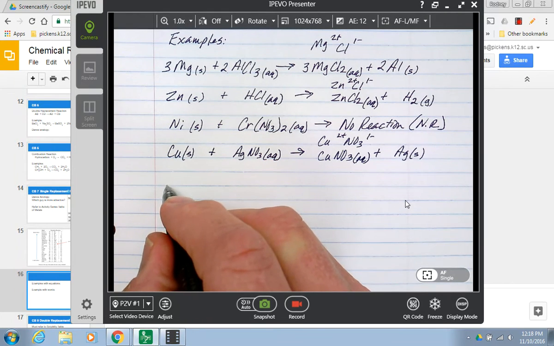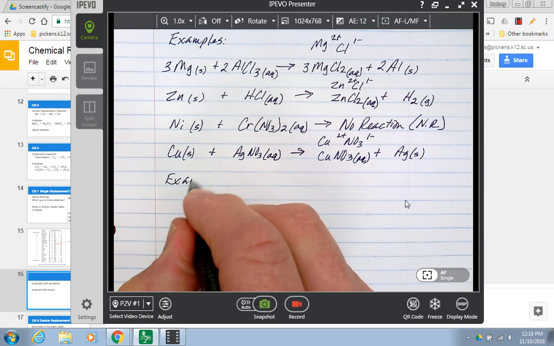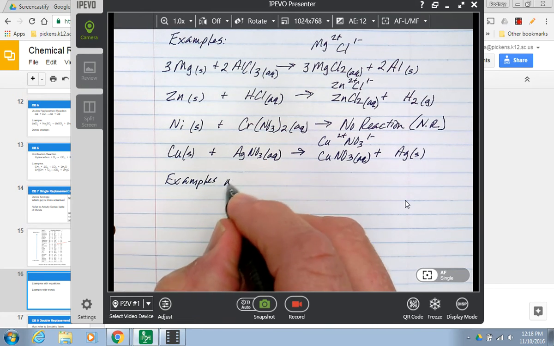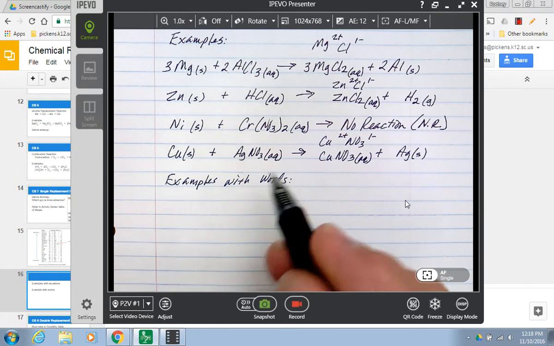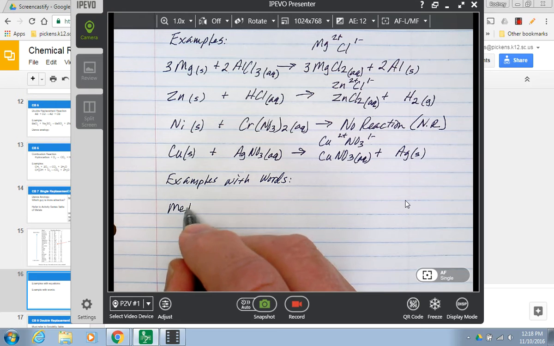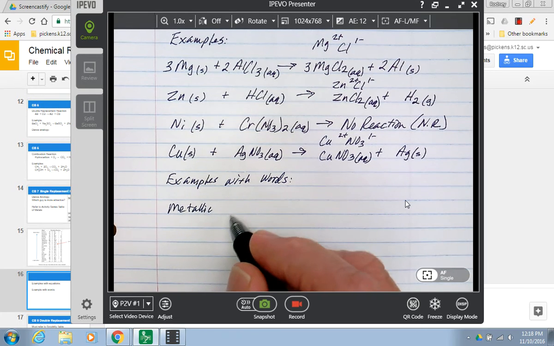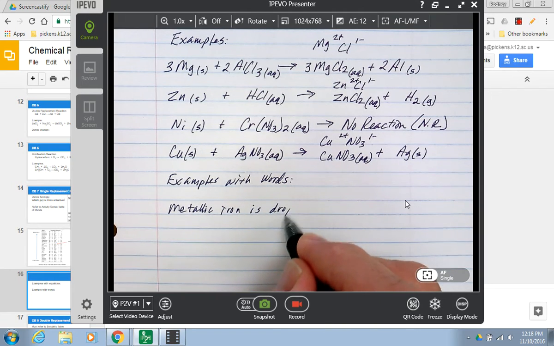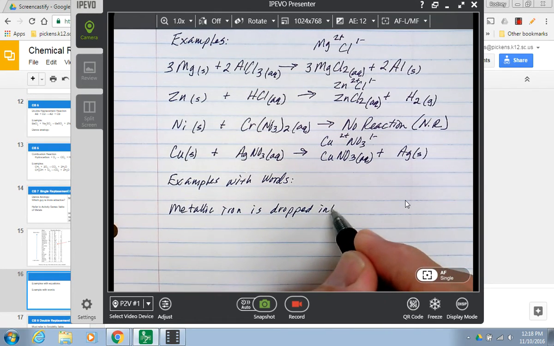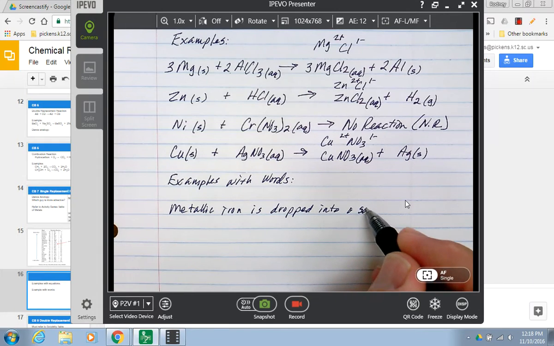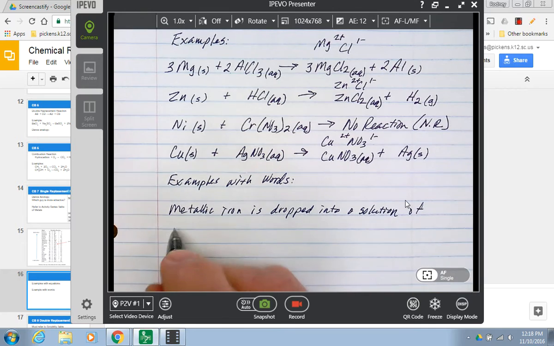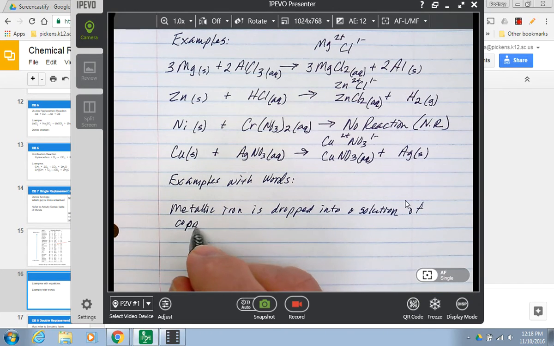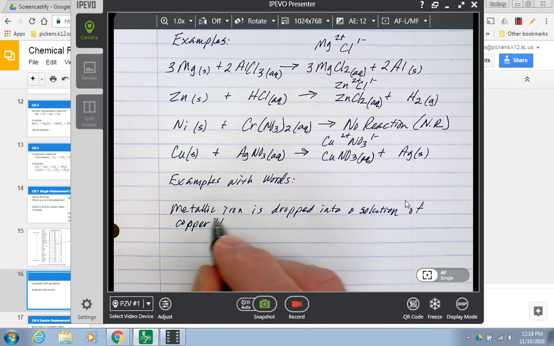Now, let's take a look at examples with words. So you want to jot this down, examples with words. So we're going to go with word equations here. All right, the first example we'll say is metallic iron is dropped into a solution of copper 2 chloride. It's supposed to be copper 2 chloride.